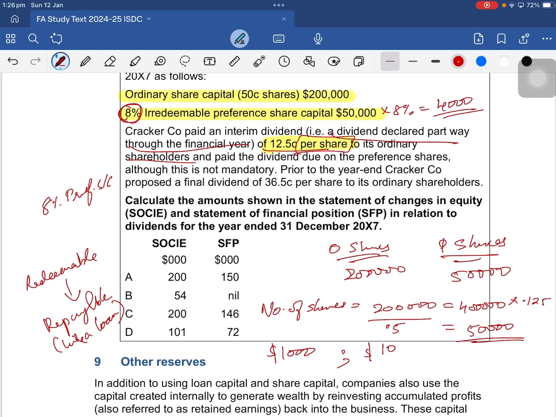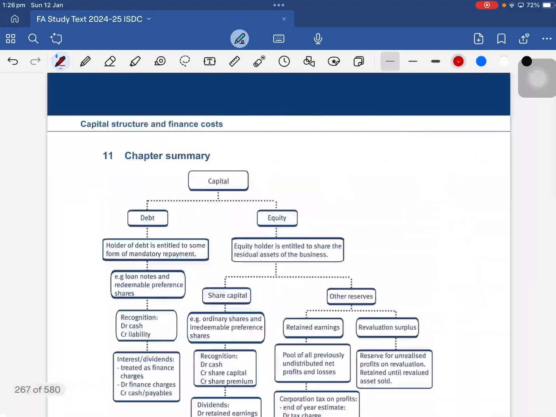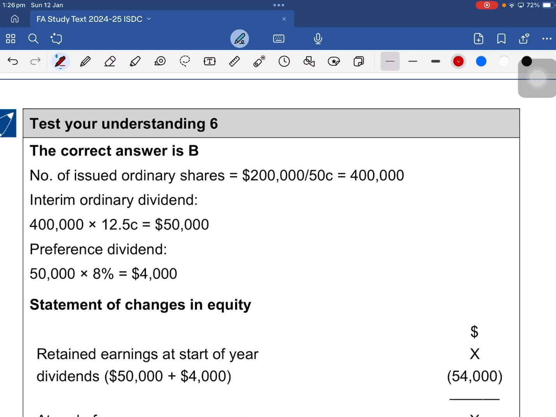Yeah, I will just review. Okay? Here we have got the number of shares. That is what we got, yeah? We have got the interim dividend paid 50,000, yeah? That is what we got. Preference dividend we have got 4,000. Clear, no?